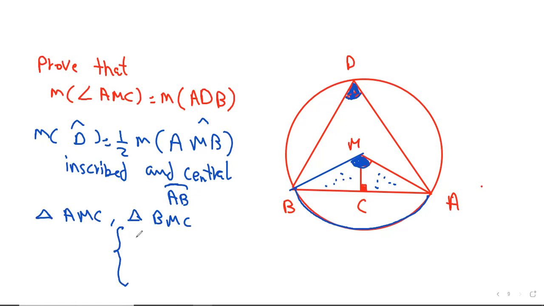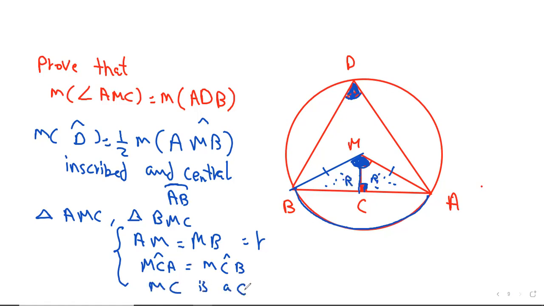Do you know why? Because AM equals MB. They are two radii in the circle, so they are equal. And also we have a right angle here. MC is perpendicular, so the measure of angle MCA equals the measure of angle MCB. Right and right. So this angle is right and this angle is right. And MC is a common side.